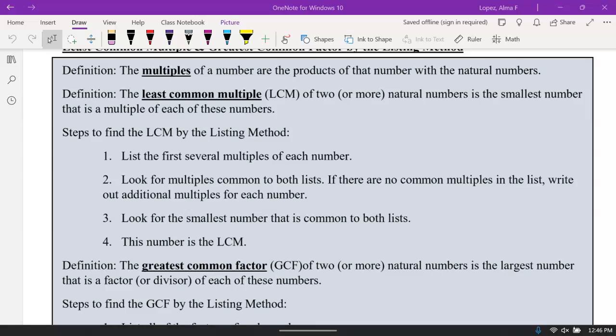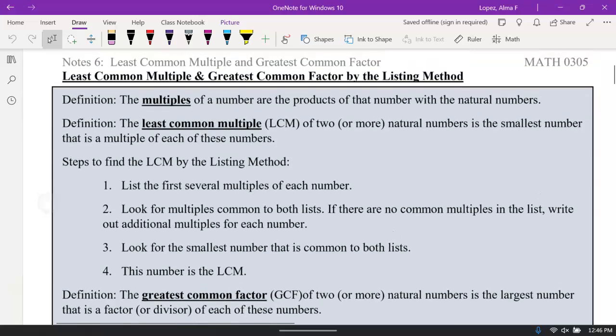In note 6, we're going to be looking at least common multiple and the greatest common factor. Now, the multiples of a number are the products of that number with natural numbers. We're going to be looking for the least common multiple of 2 or more of those natural numbers.